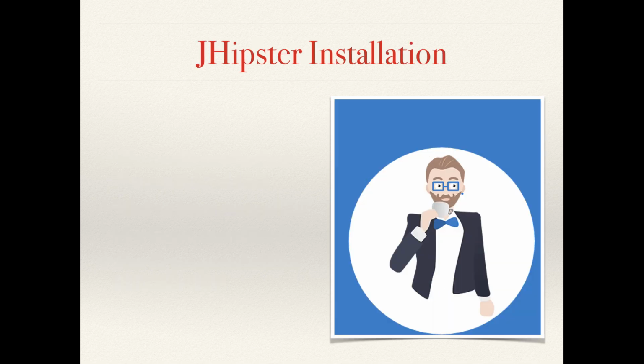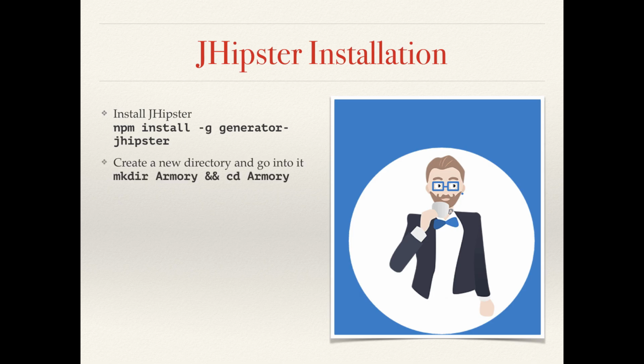So what does that actually look like? Now, assuming you have npm installed, you just run npm install -g to make this global, and you're going to install the JHipster generator. And once that's installed, you go ahead and just create a directory where your application is going to live. In this case, we're going to call it Armory. And then you run the command yo jhipster to use Yeoman to generate our JHipster application.